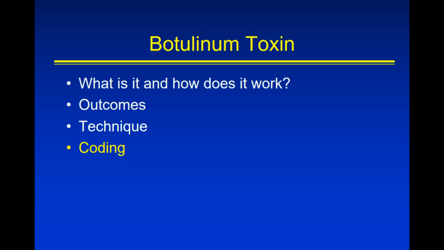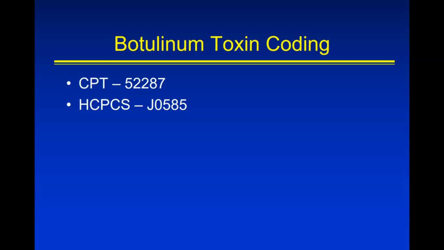And then the last slide is just coding. For those of you that don't know, the CPT code for botulinum toxin is 52287. There's a J code for the medication. It's one of the things I had to look up because I'm at a university. We don't use J codes, but for those of you that would.